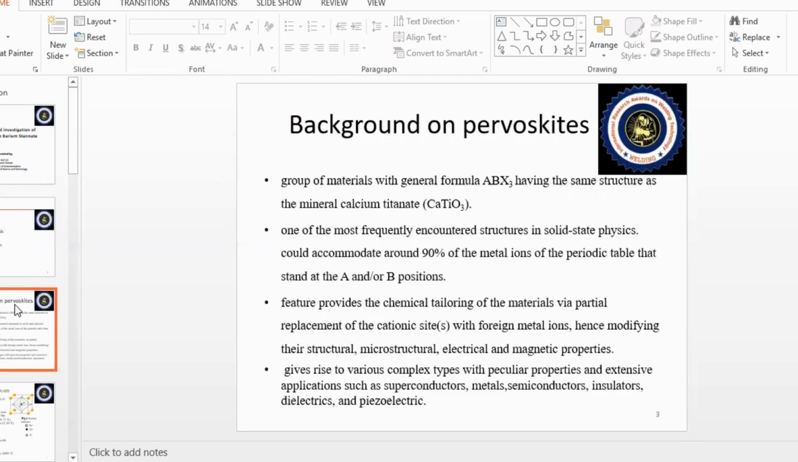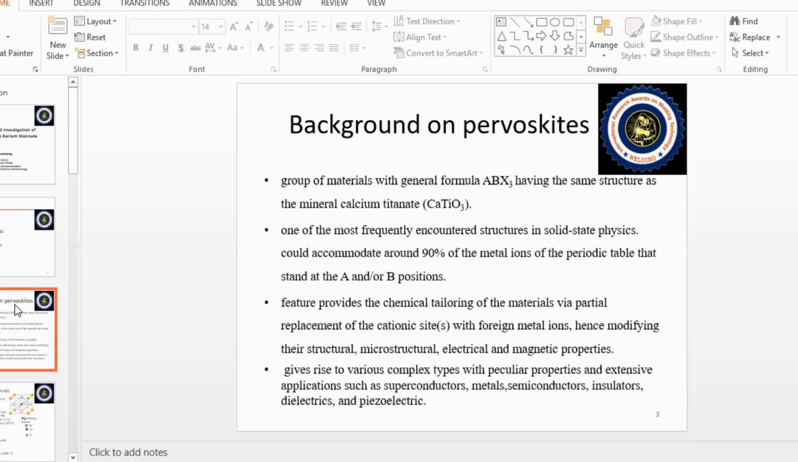First of all, I would like to give you an overview of perovskite materials. Perovskite materials are a group of materials with general formula ABX3 having the same structure as the mineral calcium titanate. It is one of the most frequently encountered structures in solid-state physics, and it could accommodate around 90% of the metal ions of the periodic table that stand at the A and/or B position.